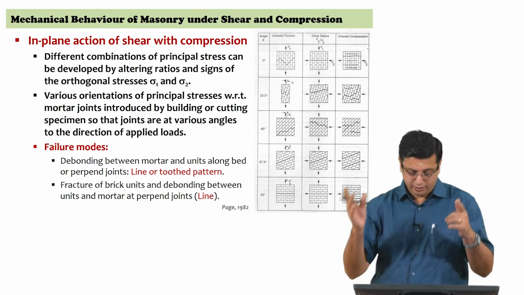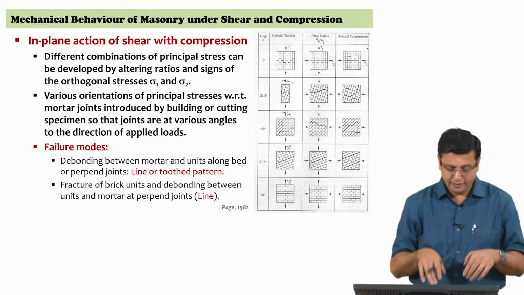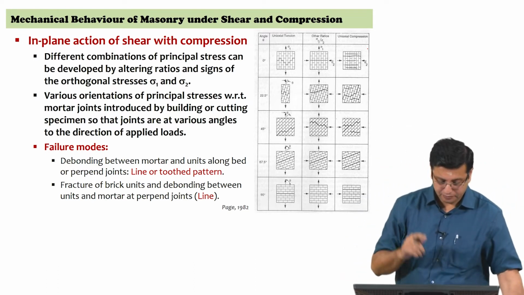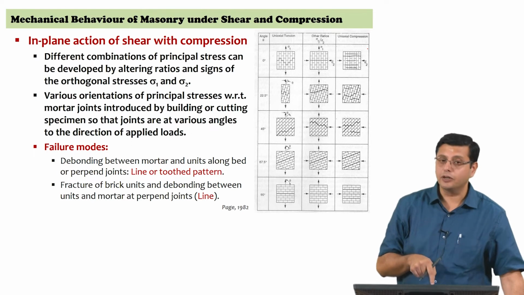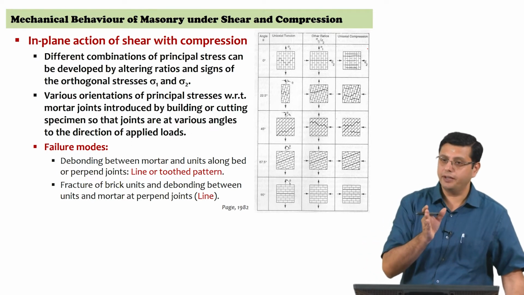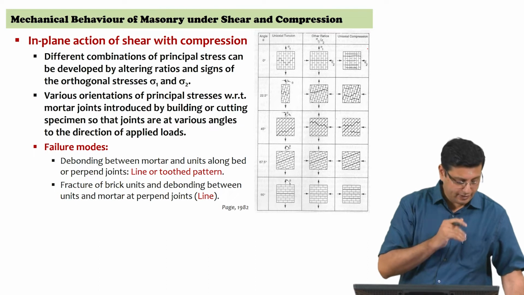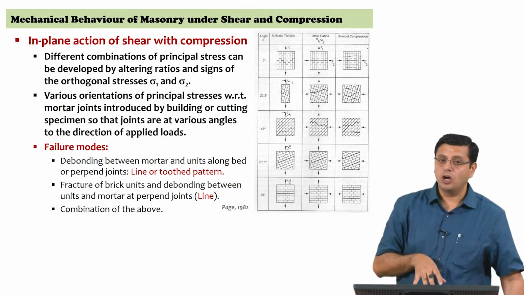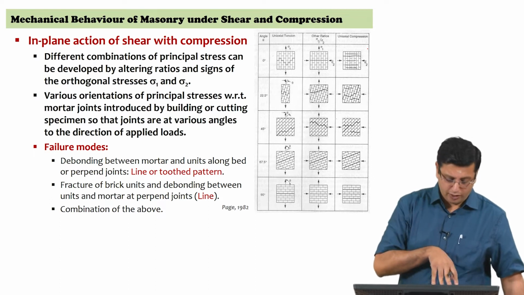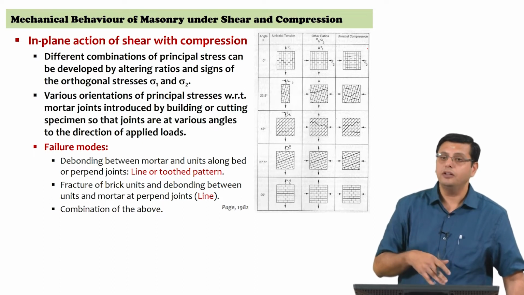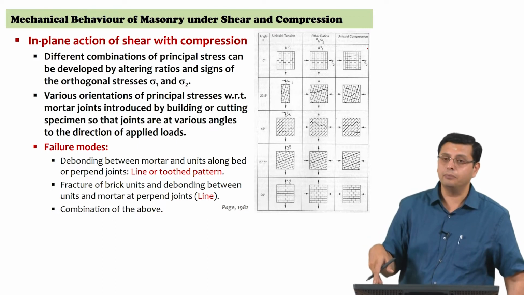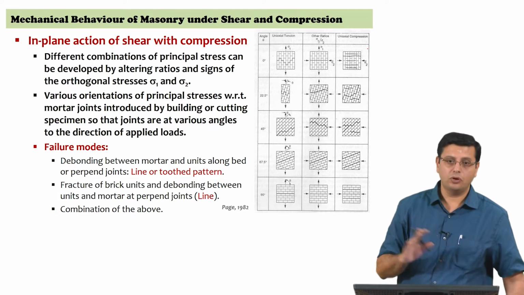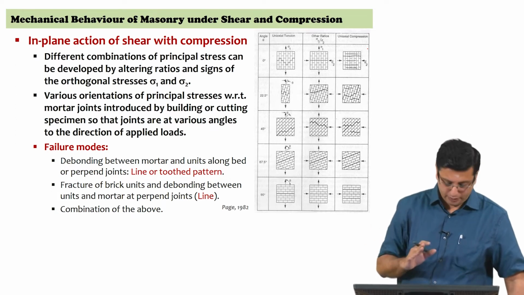So, the line failure that we have been seeing earlier is the other type of failure that can occur, and the fracture of the brick unit is required in this case, along with the debonding between the mortar joint and the unit itself. And it is not that only type 1 or type 2 is occurring in isolation. You have situations in these examples on the right where you have a combination of the two as well. So, it is as complex as it can get.